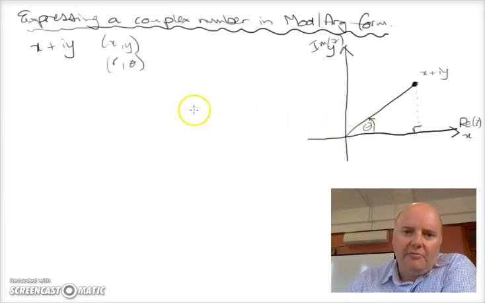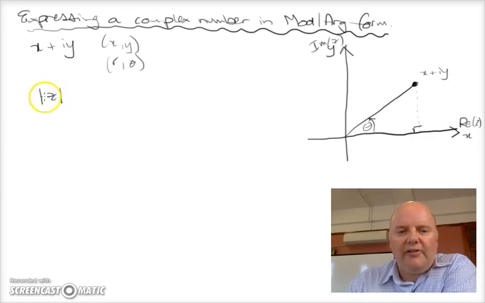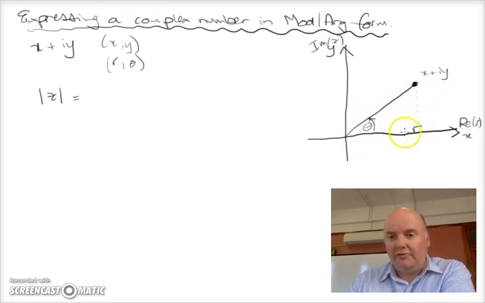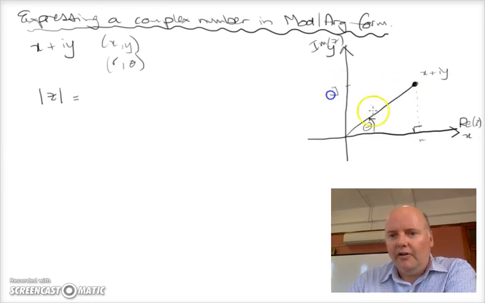Now a few things about modulus and argument. The way the modulus is written, it was written as the modulus of z, so it would be the absolute value signs effectively around z. Now if we have a look at our diagram over here, we can see we've got a right angled triangle. So this distance is x and this distance up here is y. So that means this distance here, using Pythagoras, is the square root of x squared plus y squared.